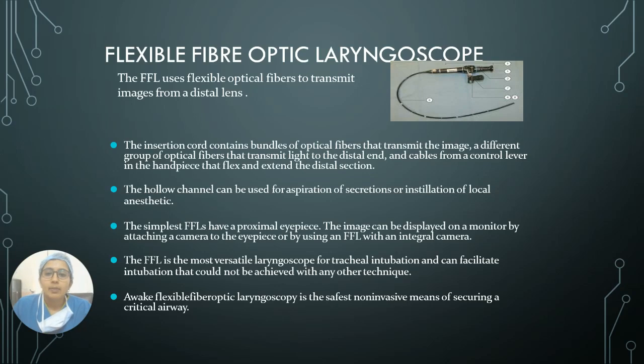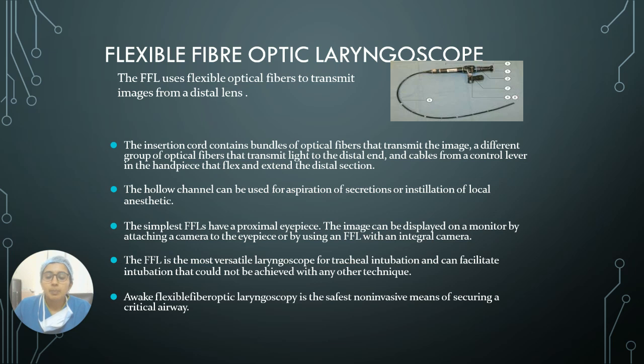In the flexible fiber optic laryngoscope, it uses flexible optical fibers to transmit images from a distal lens. The insertion cord contains bundles of optical fibers that transmit the image and a different group of optical fibers that transmit light to the distal end, and cables from a control lever in the handpiece that flex and extend the distal section. The working channel can be used for aspiration of secretions or instillation of local anesthetic.